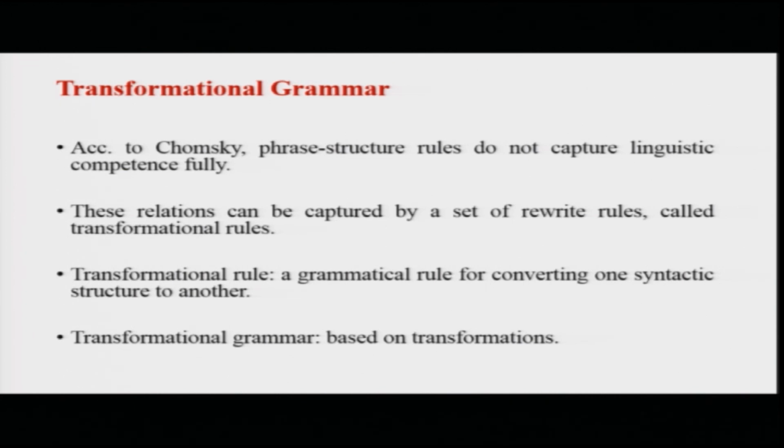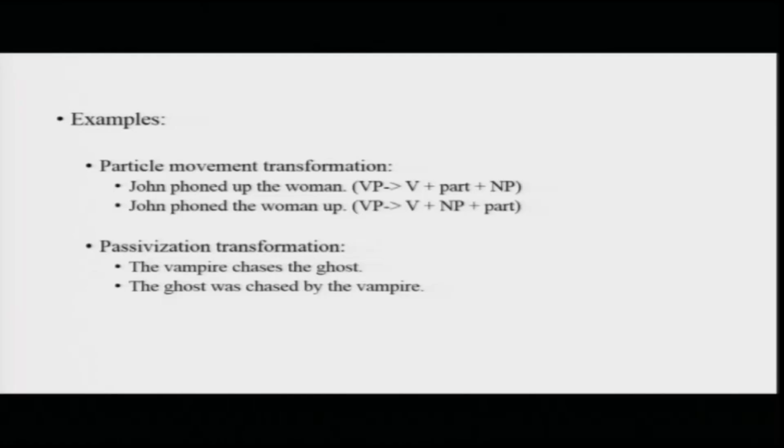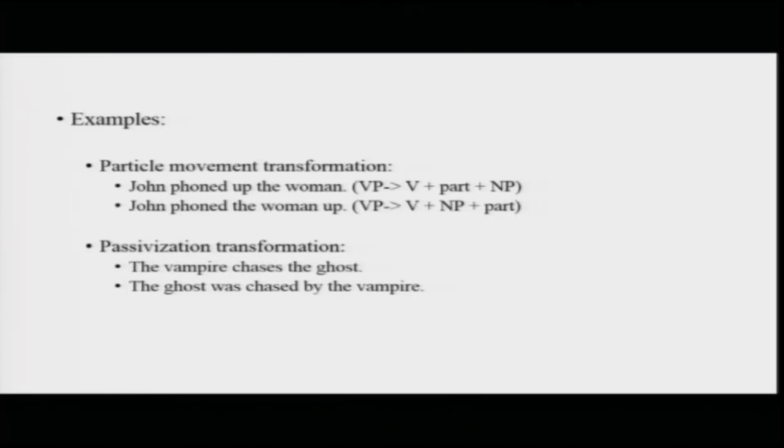So what is a transformational rule? A grammatical rule that can convert one syntactic structure into another. We have been doing these exercises since we were in school. Say for example, passivization. The vampire chases the ghost becomes the ghost is chased by the vampire. You apply this transformational rule and you convert one sort of syntactic structure into another sort. The meaning, you see, is still the same here. There are other kinds of things, say for example the particle movement transformation. John phoned up the woman, John phoned the woman up. So the particle is shifted from the middle towards the end. So some of these rules are there.